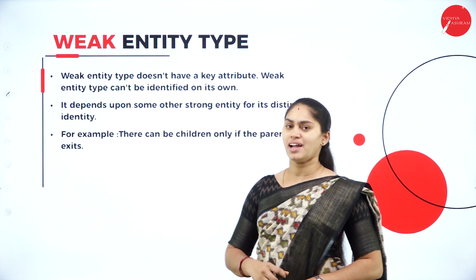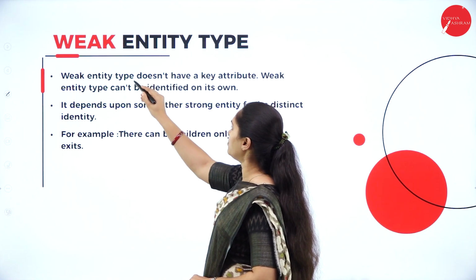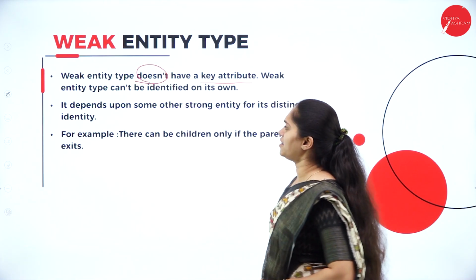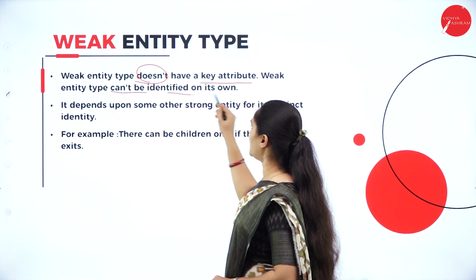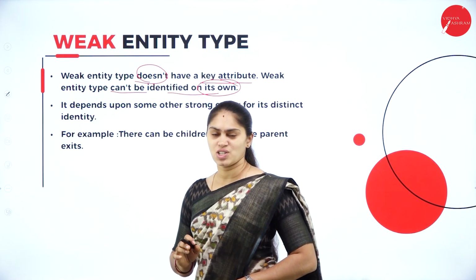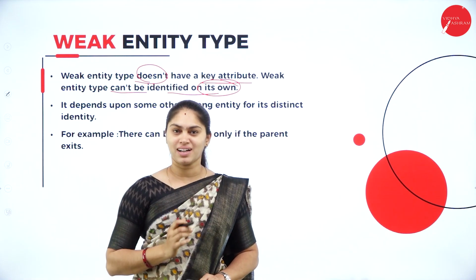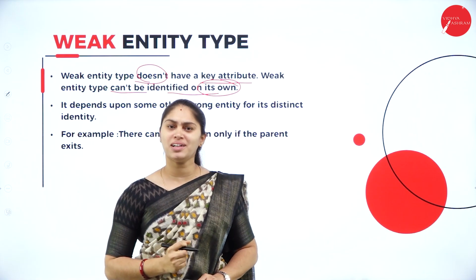If we don't have a key attribute to identify an entity, then it is a weak entity. So a weak entity type does not have any key attribute, so it can't be identified on its own. Just imagine you are at some marriage function. What people used to ask is, "Whose son are you? Whose daughter are you?" That is what it means.